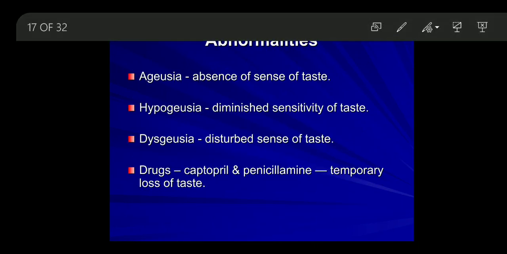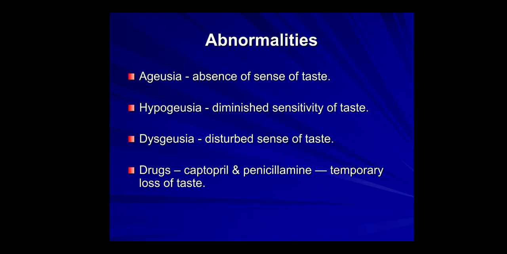Next we'll go to the next slide, that is the abnormalities of taste. These are ageusia, hypogeusia, dysgeusia. Ageusia means absence of taste sensation. So what are all the causes? For example, if there is a lesion of mandibular division of trigeminal nerve, there will be loss of sensation. If there is a lesion of facial nerve, there will be loss of sensation of taste in the anterior 2/3 of the tongue. If there is a lesion of glossopharyngeal nerve, that causes the loss of sensation of the posterior 1/3 of the tongue. Then drugs like captopril and penicillamine also cause the loss of sensation of taste.